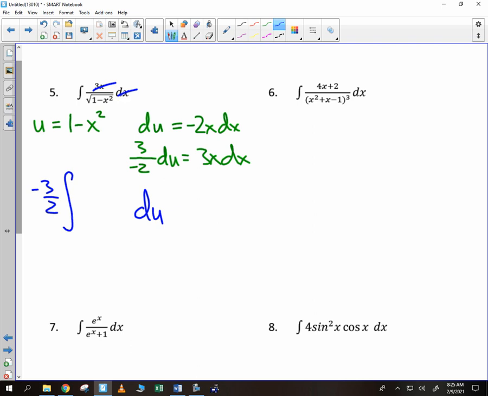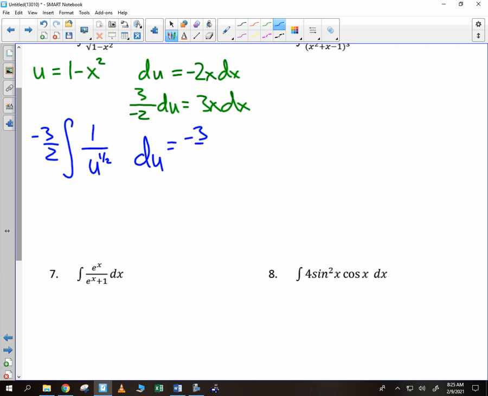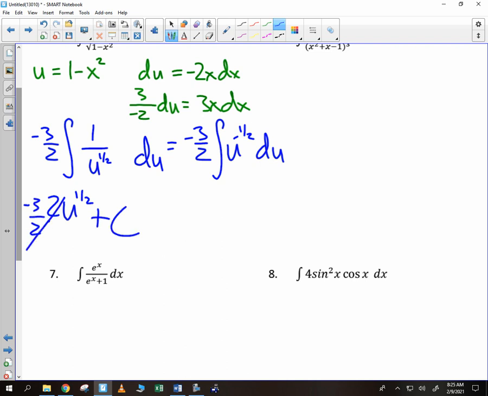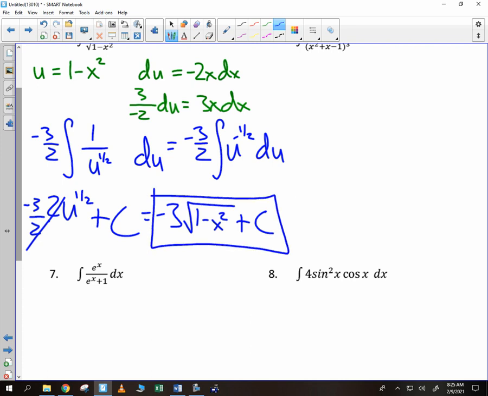What remains? Well, 1 over the square root of u, or u to the 1/2. This is the same thing as negative 3 halves times the integral of u to the negative 1/2 du. The antiderivative of u to the negative 1/2 is u to the 1/2 divided by 1/2, or multiplied by 2. I got multiplied by negative 3 halves plus c. Notice that the 2's will cancel, and I get negative 3 roots of 1 minus x squared plus c. That is the indefinite integral.